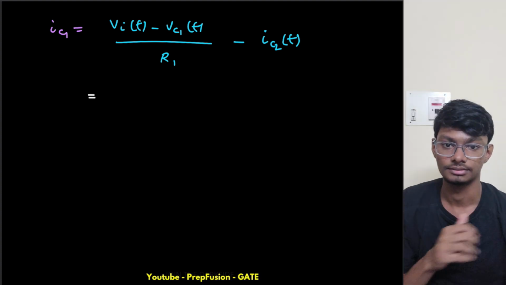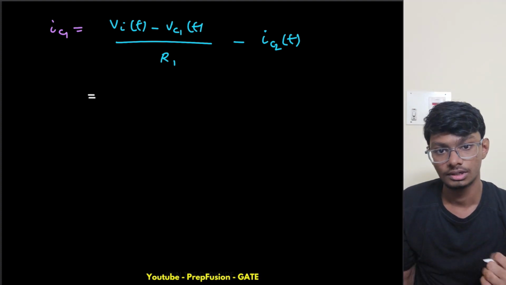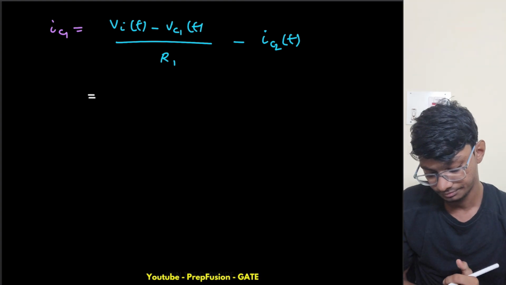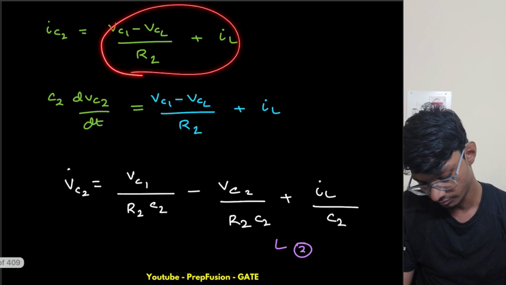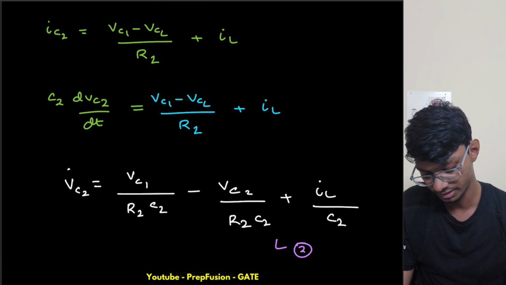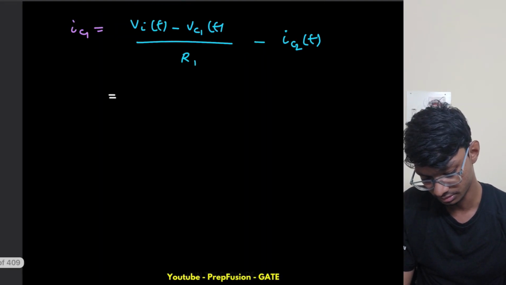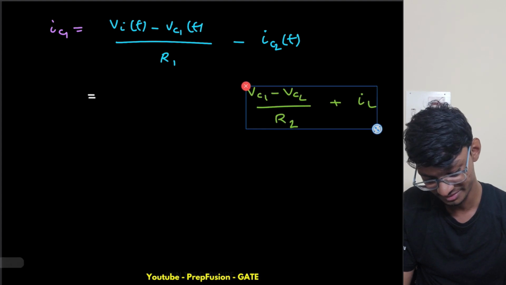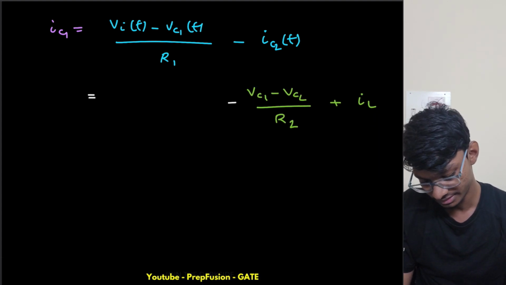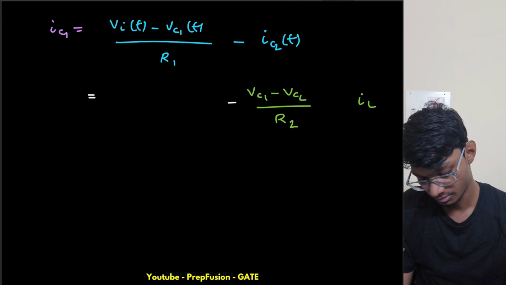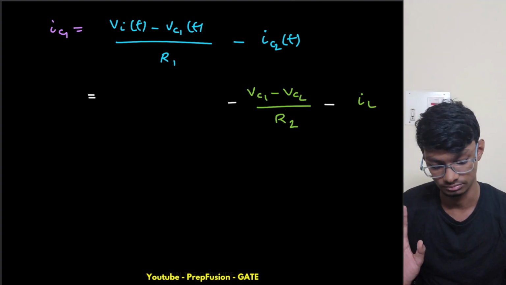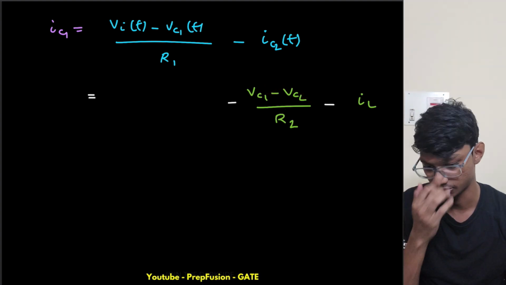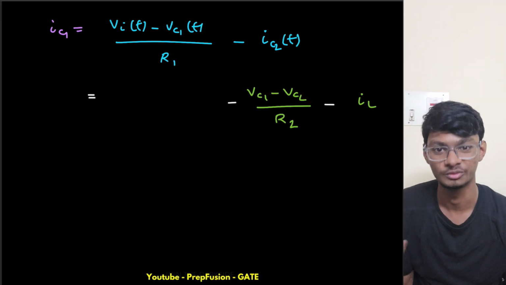Now what will my IC2 be? IC2 I have already derived here, and these are in terms of state variables only. So I will just copy this and paste it here. This is minus, and this also minus. It's understood that all this is in brackets in t. Even in the exam you don't need to write bracket t.